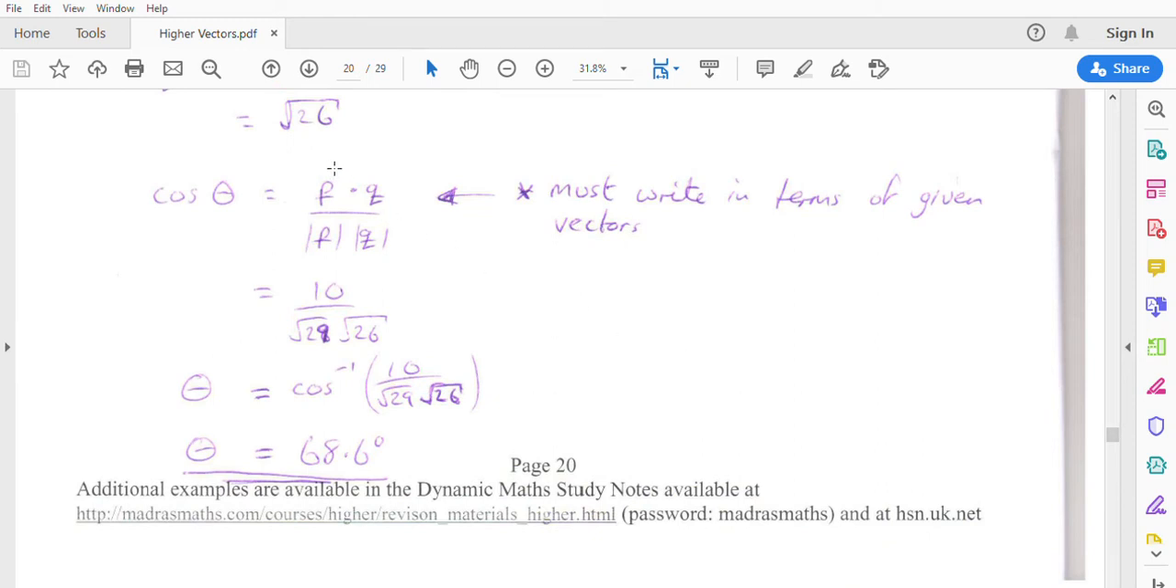So P dot Q was 10, magnitude of P was root 29, magnitude of Q was root 26. So substitute the values in, rearrange to make theta the subject of the formula by finding the inverse cosine of 10 over root 29 root 26. And that gives an angle of 68.6 degrees to 3 significant figures.